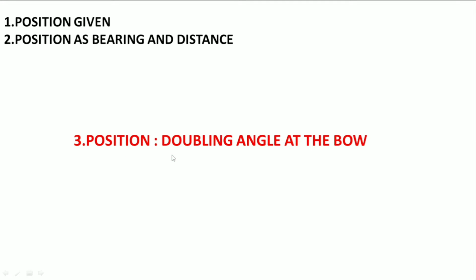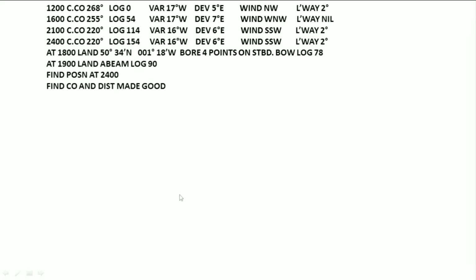Now that we have solved problems on day's work, where the initial position was given to us, and the second was that we found out a position with bearing and distance. That type of question which you can expect in day's work is called doubling the angle on the bow. So now in this question, various courses have been given to me. There's some wind, leeway, then there is a piece of land here which is bearing 4 points, and after some time it's bearing a beam. And we are expected to find out a position and course and distance.